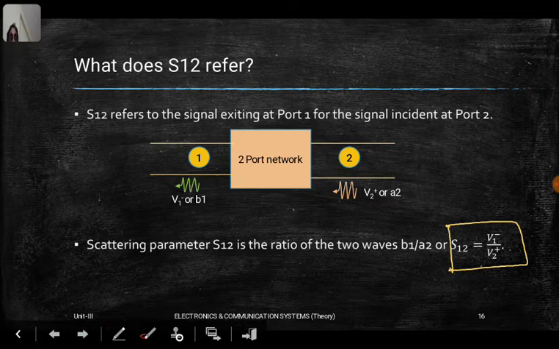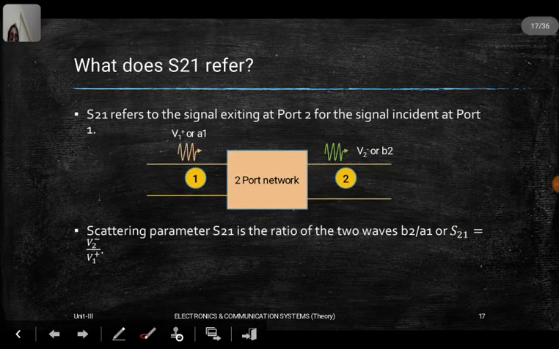So what is S21? It's the inverse of S12. What is the output voltage at the second port? That is V2 minus, reflected from the second port. And what is the incident? It is V1 plus. So the S21 parameter is nothing but V2 minus divided by V1 plus.